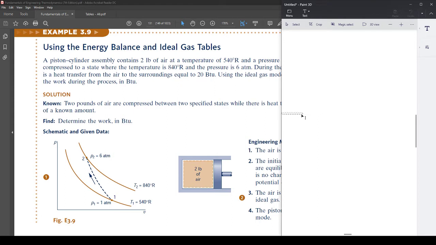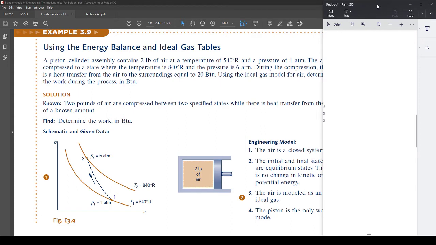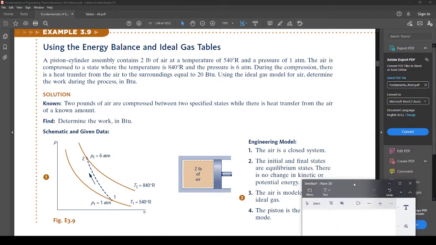So it says, a piston cylinder assembly contains 2 pounds of air at a temperature of 540 Rankine and a pressure of 1 atmosphere. So this is 14.7 psi, something like that. The air is compressed to a state where the temperature is 840 degrees Rankine and the pressure is 6 atmospheres. During the compression, there is a heat transfer from the air to the surroundings equaling 20 BTUs. Using the ideal gas model for air, determine the work during the process.